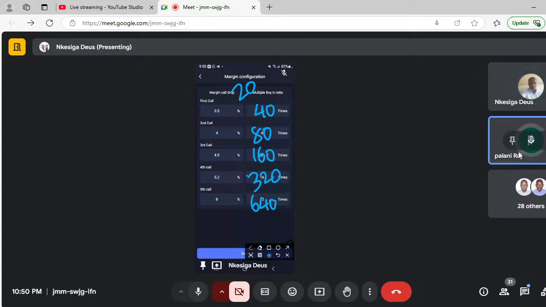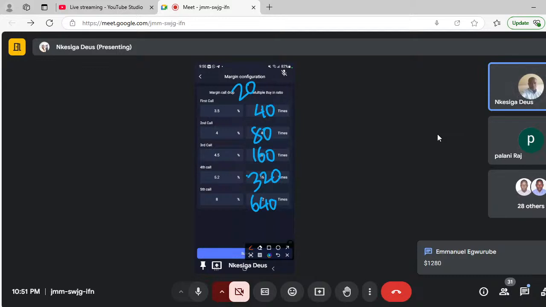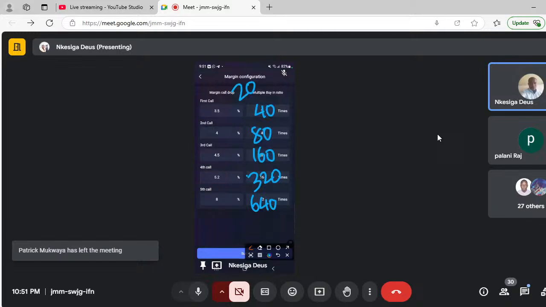So we get 640 plus 160, plus 80, then plus 40, plus the other 20. So meaning here you need 1,260. If you don't have this, don't bother to use $20 as first buy. Are we smart?